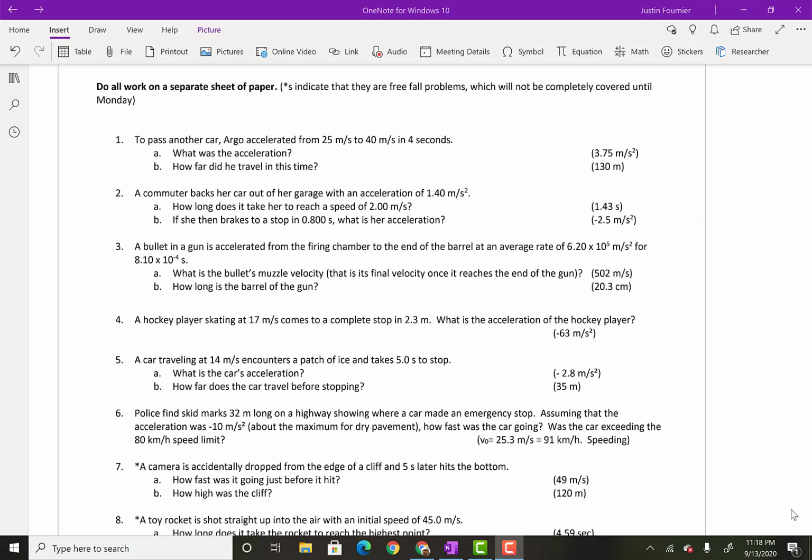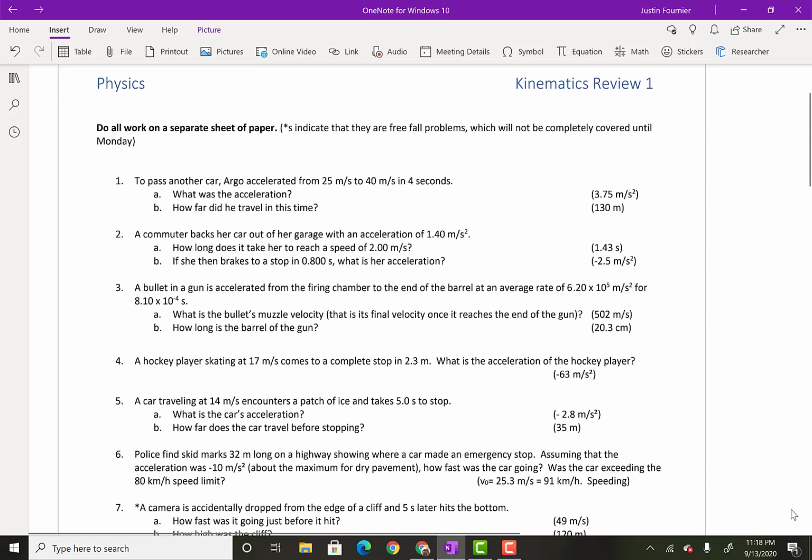All right, we're gonna try this. See if we can go and do the whole review in one shot. Let's see if we can do this. Okay, so here's the Kinematics review.